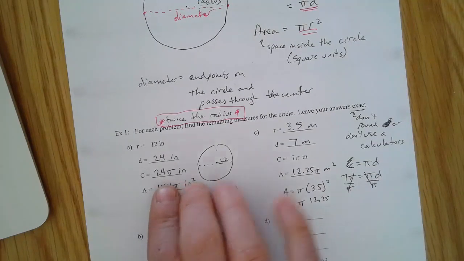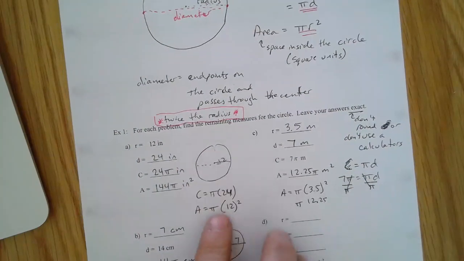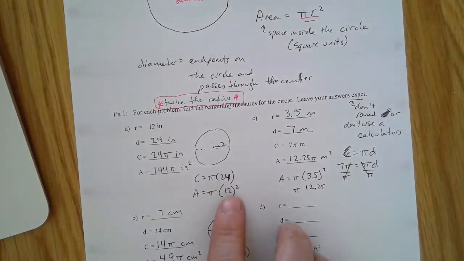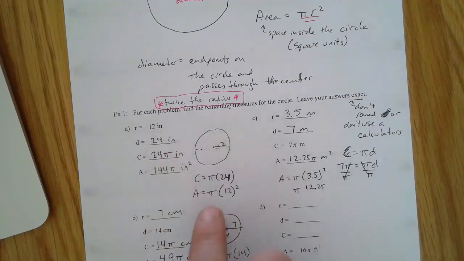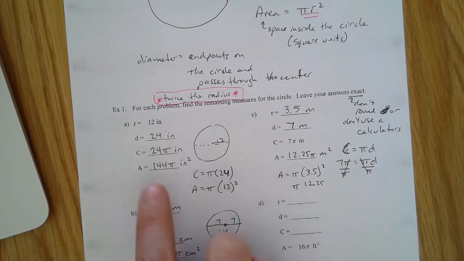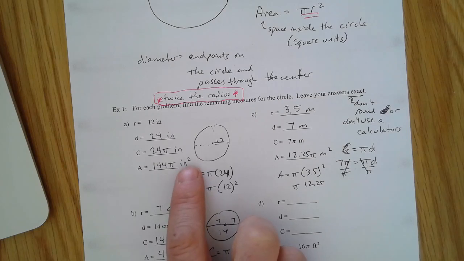When I do area, I'm going to use that formula, pi r squared, and I just plug in the radius. You've got to be really careful. Make sure you use the radius here, not the diameter. Some people accidentally do that. So it's pi times the radius squared. Order of operations tells us to square the 12 first, get 144, and then multiply by pi, and then we have square inches here.